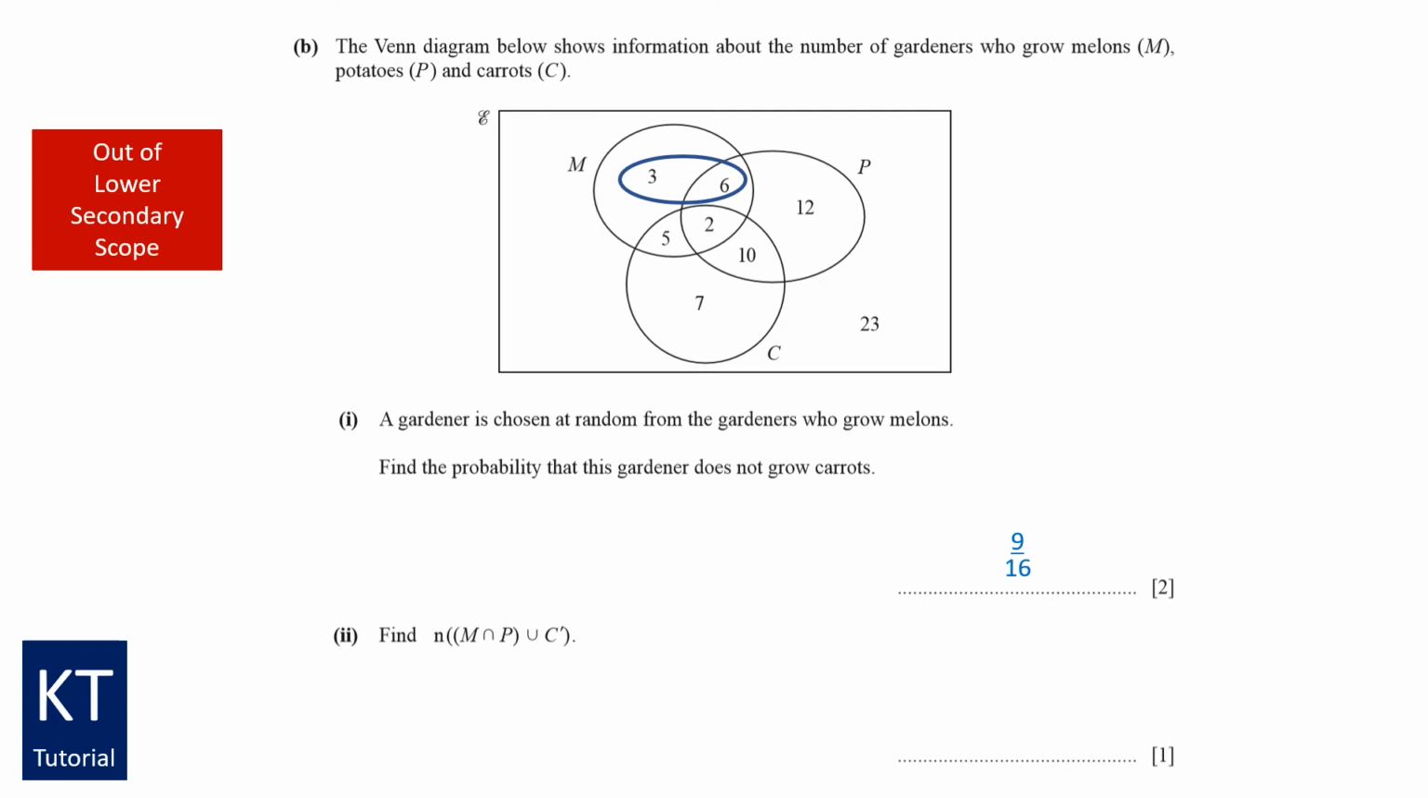Next question. Find the stated expression. M and P is circled here in blue. The inverse of C is circled here in red. The required expression is the sum of all the numbers in blue and red without double counting.